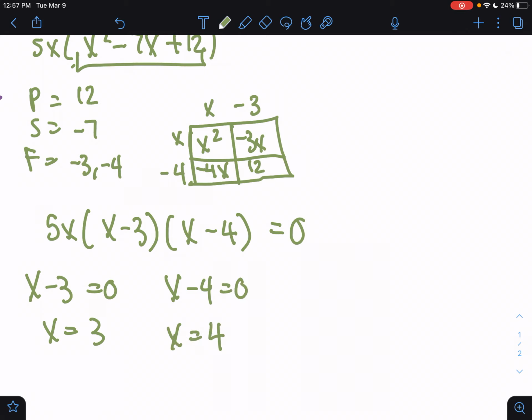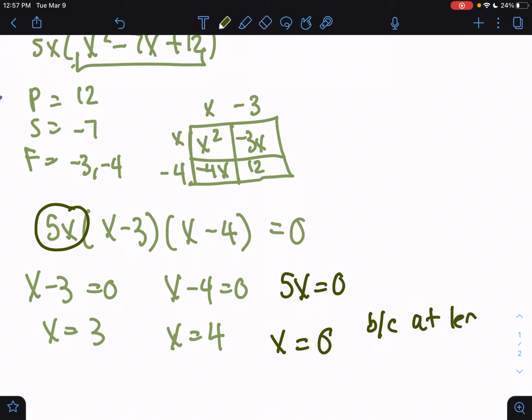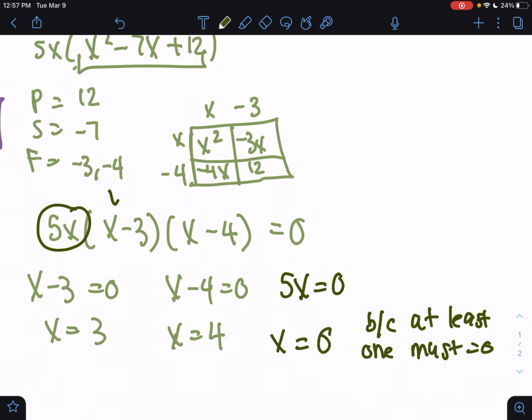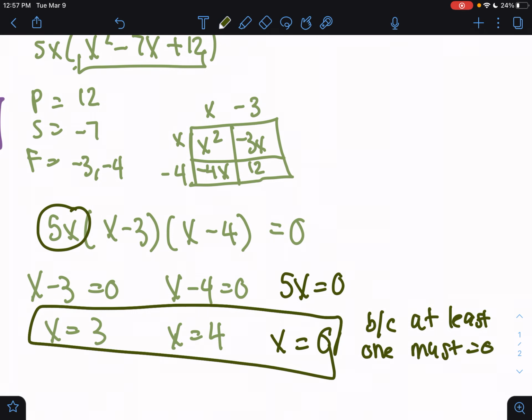And now we need to do something with this 5x. So we're actually going to also set this 5x equal to 0, and x will be 0, because at least 1 must equal 0. So if these two right here are not equal to 0, then this one must be equal to 0. And so we're going to actually have 3 answers for this one.